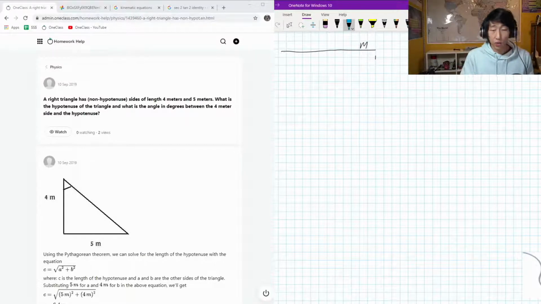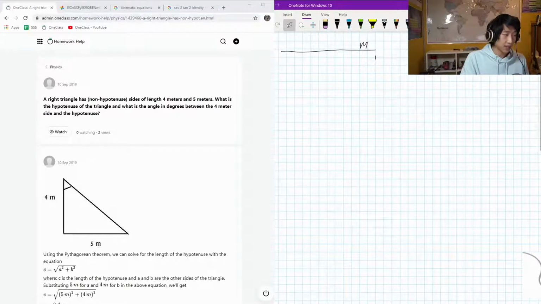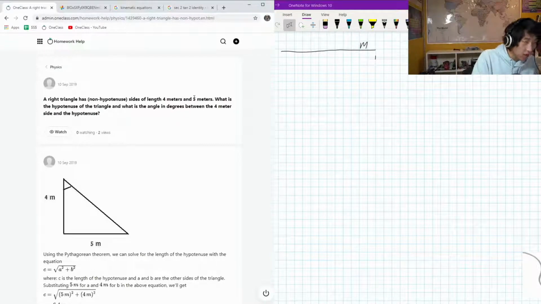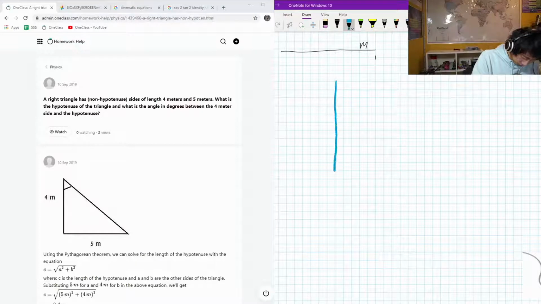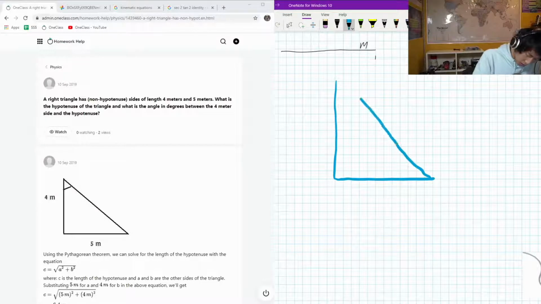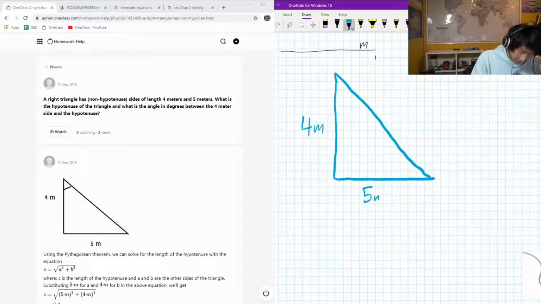Okay, so here we have the next question on the menu today, and it is asking us: a right triangle has side lengths of 4 and 5 meters. So the non-hypotenuse sides of a right angle triangle look like this. It's not quite to scale, but here we have 4 meters, here we have 5 meters, and here we have the hypotenuse. What is the hypotenuse of the triangle, and what is the angle between the 4 meter side and the hypotenuse?